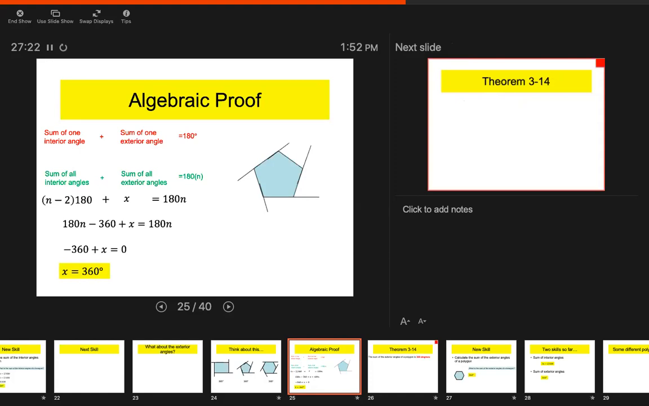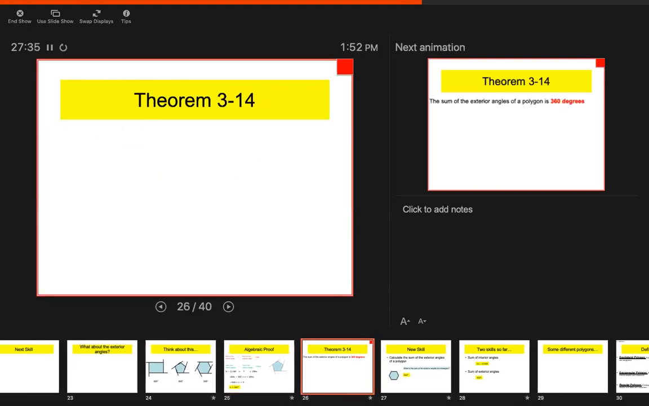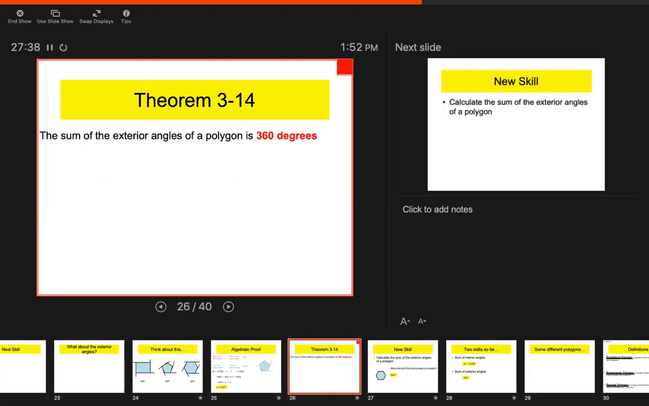But did I start with a pentagon or did I start with any polygon? Any polygon. So this is true for any polygon. It's just one number. Remember, the interior angle sum changes, because it's n minus 2 times 180. This never changes. This is theorem 314: if you add up the exterior angles of any polygon, it's always 360. I said four formulas. This isn't really a formula, it's a fact, but I will call it a formula for now. So this is our second one.